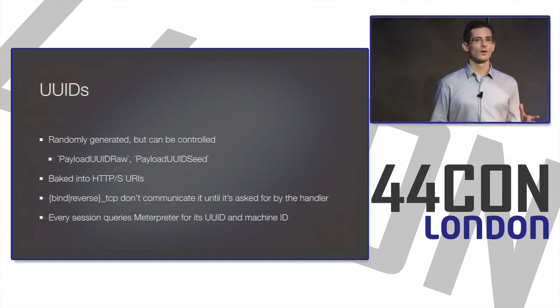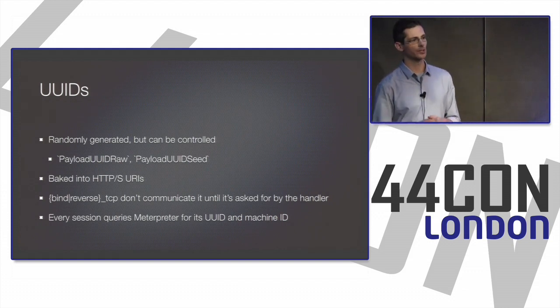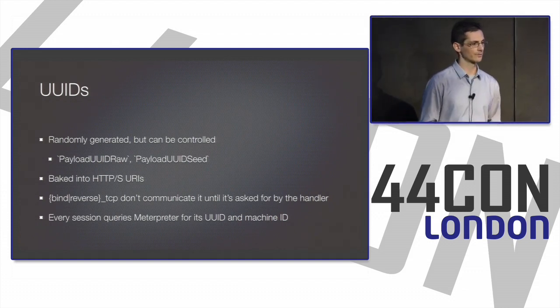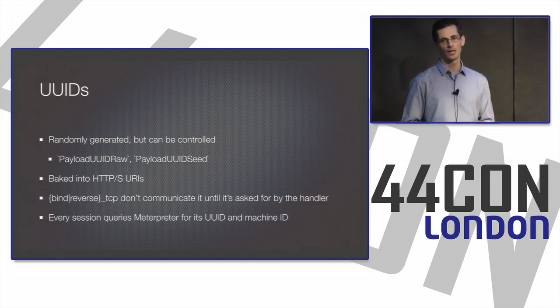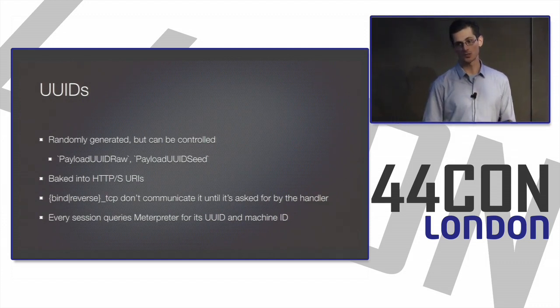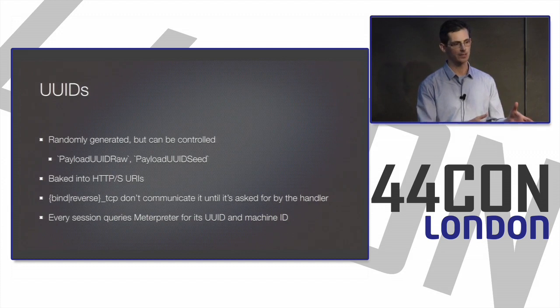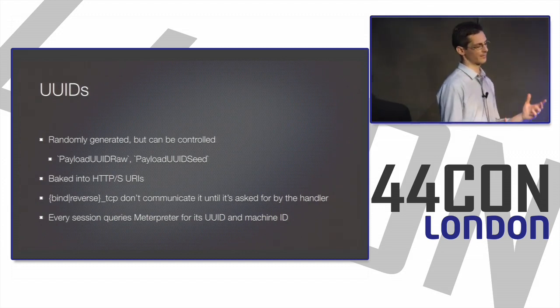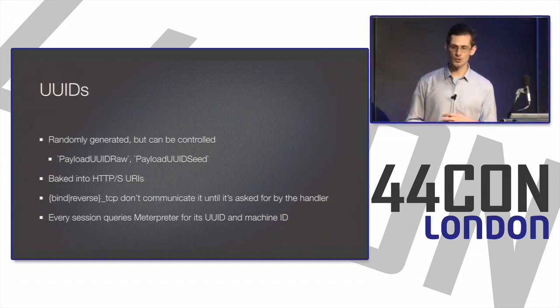When I say random, what I mean is elements of the UUID are randomized, but certain things remain static. So if you have a reverse HTTP and you know it's bound to a 32-bit Windows machine, then that information is still baked into the UUID. But there are other things that aren't. But you can control it to a point.